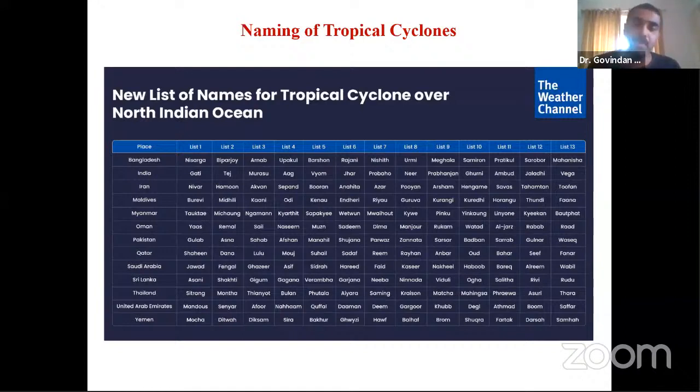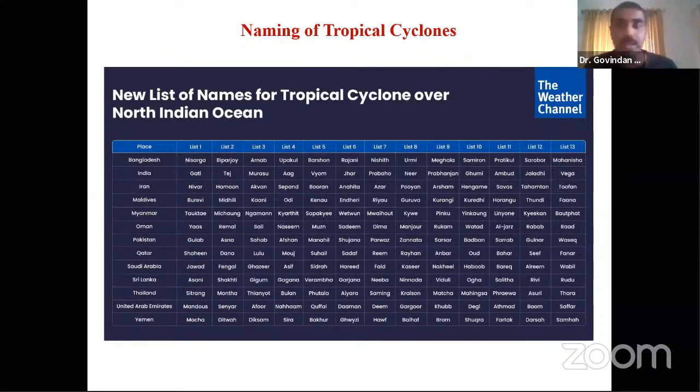For naming cyclones, there are six centers around the globe. One center is located in Delhi, which is called RSMC, Regional Specialized Meteorological Centre. They are responsible for giving the names. For the North Indian Ocean, there are nearly 13 neighboring countries for which India is responsible for issuing tropical cyclone warnings. The countries include Bangladesh, India, Iran, Maldives, Myanmar, Oman, Pakistan, Qatar, Saudi Arabia, Sri Lanka, Thailand, UAE, Yemen. For all these countries, India is responsible for issuing the tropical cyclone warning.